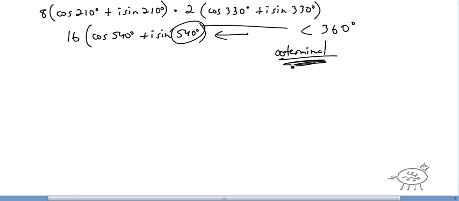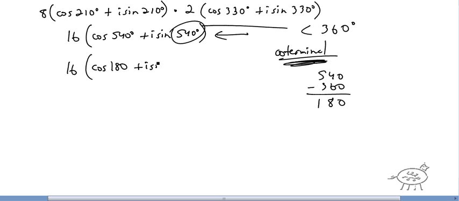That's pretty huge, people. Coterminal. So that's it. It's going to be 16 times, we're going to do 540. 540 minus 360 gives you 180. So it's cosine 180 plus i sine 180. Okay, and that is polar form.